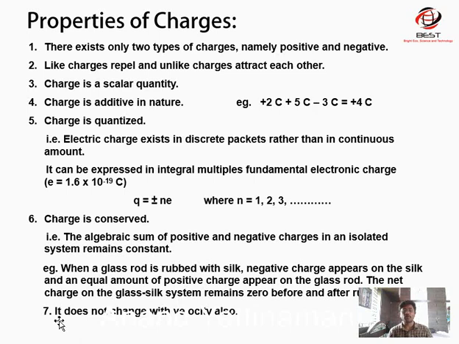And the seventh property of the charge is that it remains unaffected by the motion. If the charge is at rest, it will have the same value. If the charge is in motion, obviously it will have the same value. That means charge remains unaffected by its motion, or it does not change with the velocity. These are the properties of charges.